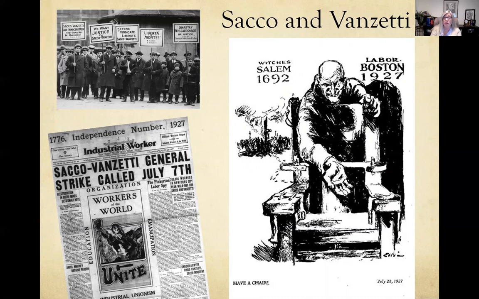So notice this cartoon. You've got the execution here, and you've got labor in Boston, 1927, and you have witches in Salem in 1692. So that's kind of making reference back to the Salem witch trials, which Salem is right outside of Boston. And you have all of these people who were protesting this. Sacco and Vanzetti, they've not been given any justice, and that they were innocent men. Now, historians still are not 100% certain whether or not Sacco and Vanzetti were guilty of the crime.